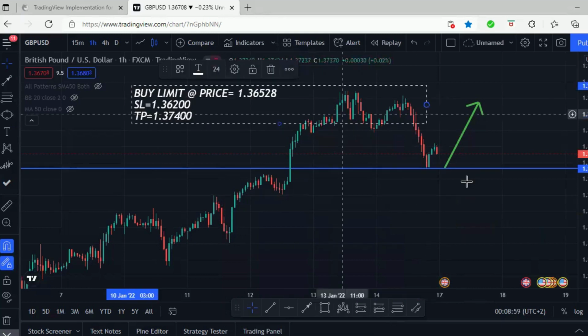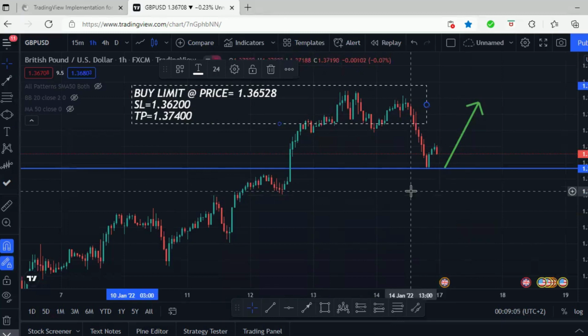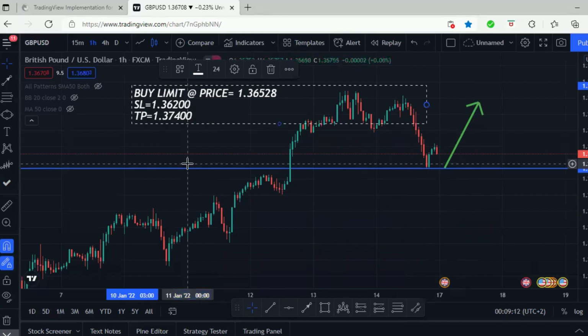Place a buy limit at the price of 1.36528. My stop loss will obviously be below because it's a buy. When you're entering a buy trade, the stop loss has to be less in value than the current market price, where price is currently. And the take profit has to be obviously more than where the price is.